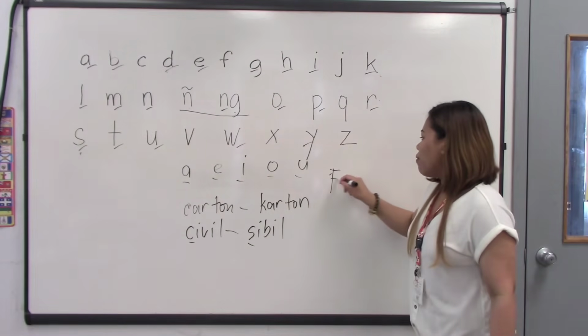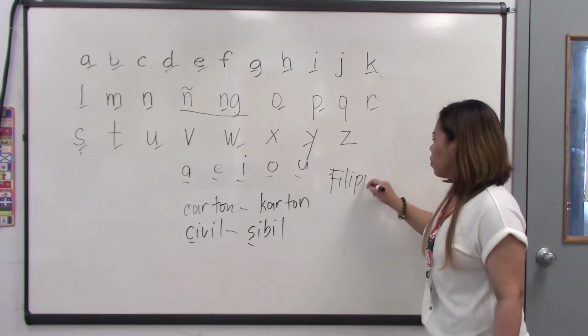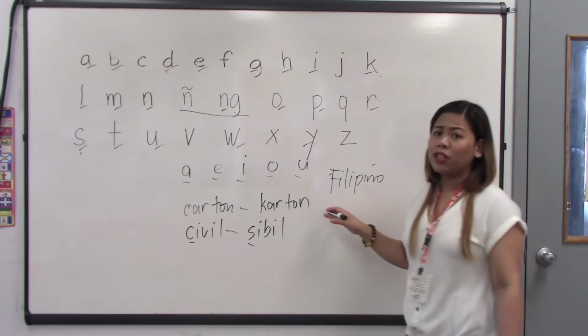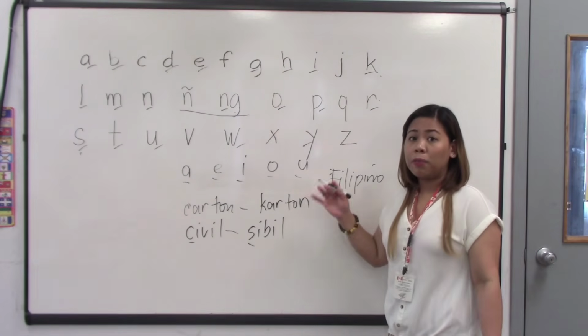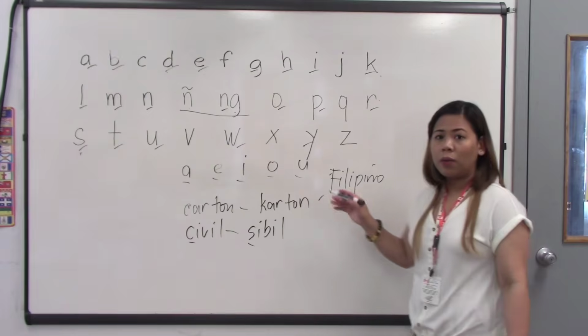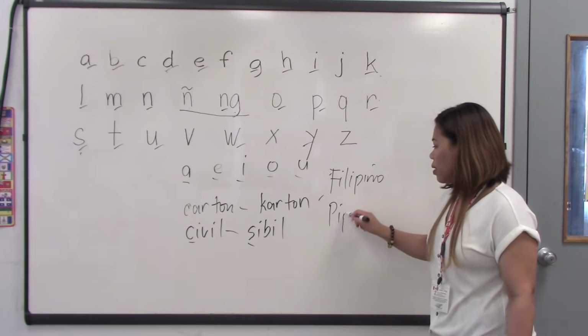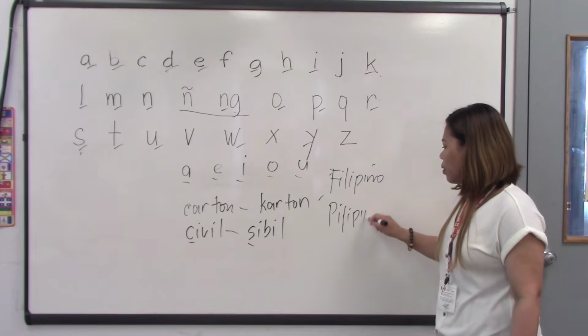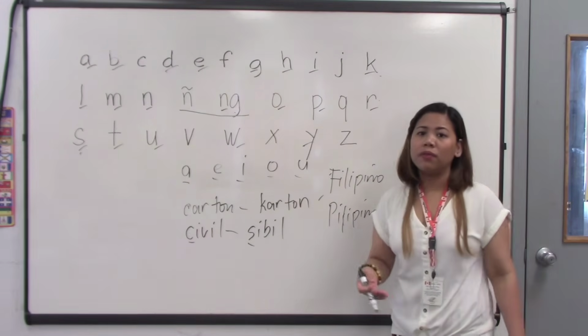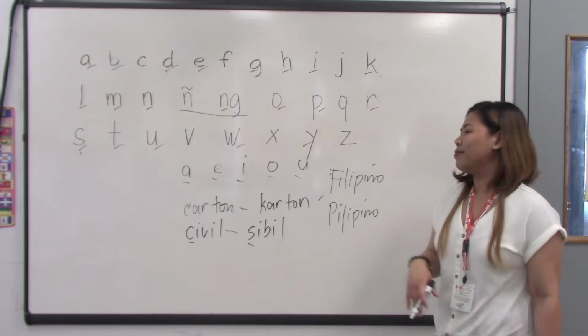When we say Filipino, this is the English term for the people living in the Philippines. It's Filipino, but in our language, we don't spell it like this. We spell it with a P. So, Pilipino. I'm a Pilipino, not a Filipino. Okay?